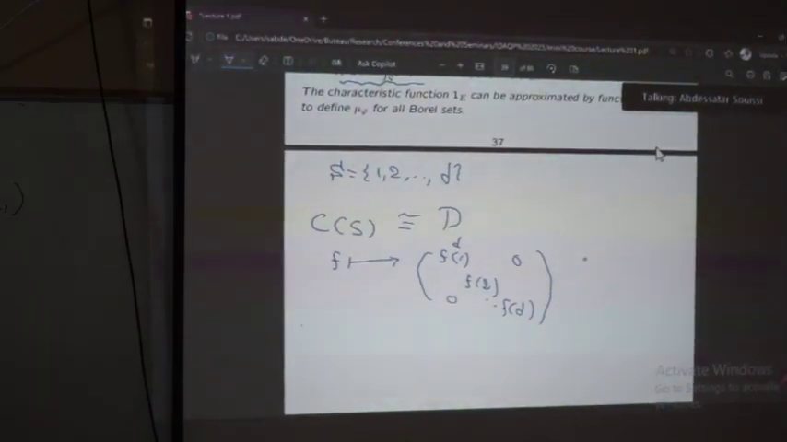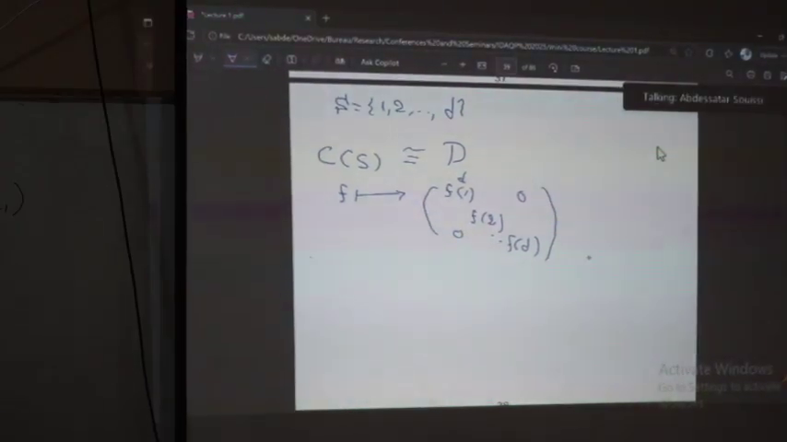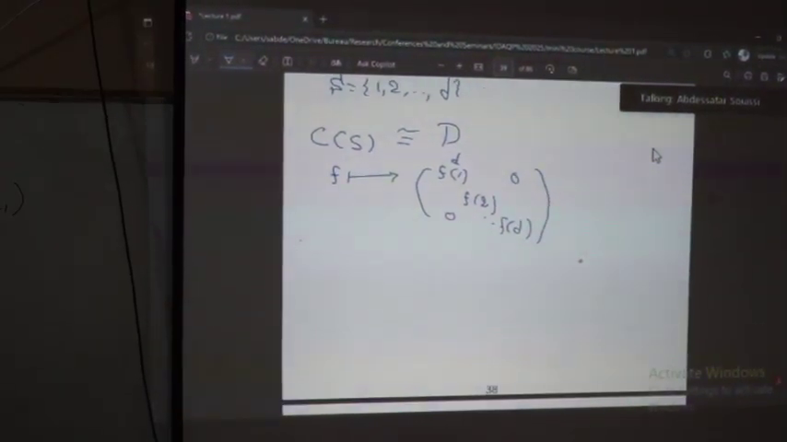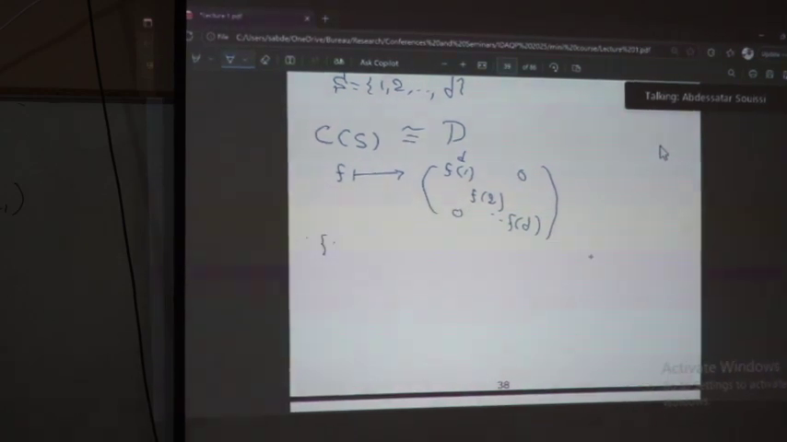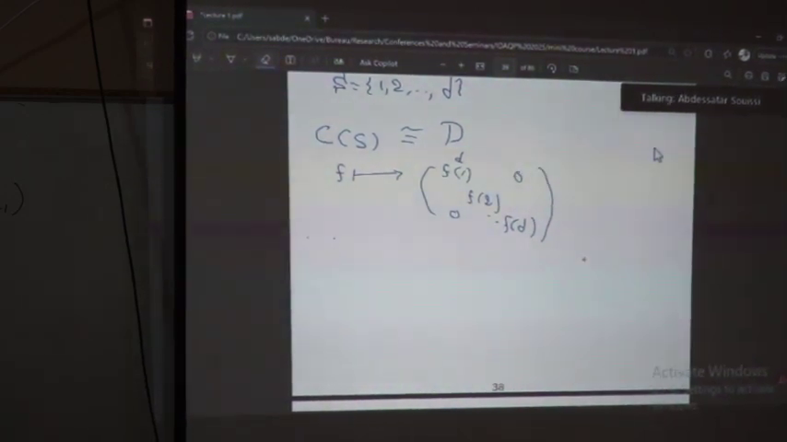And then we can define each probability measure on S through the given state. And let's take a subset of S.